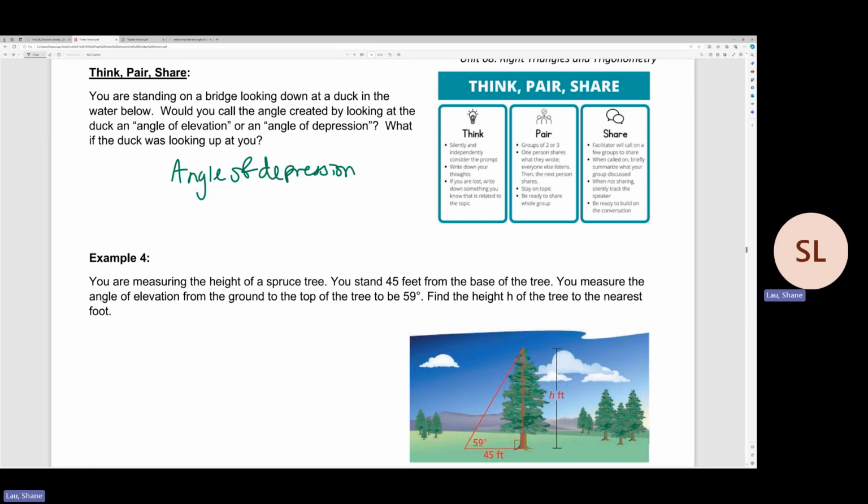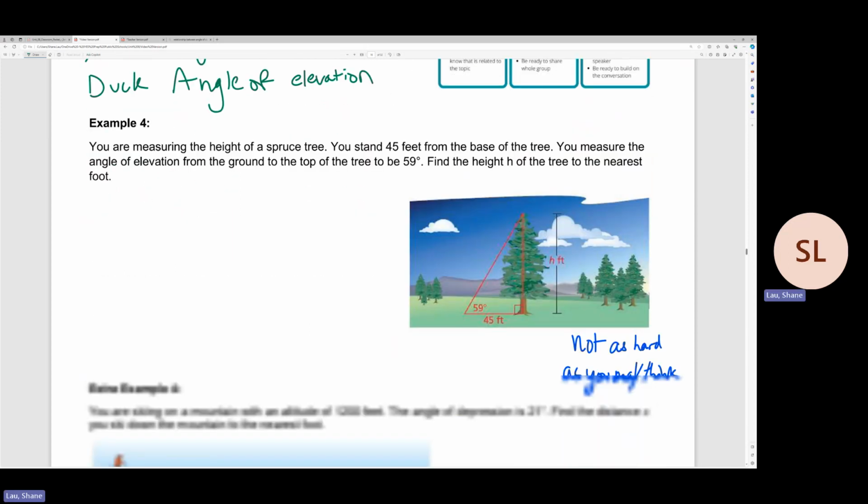And then for the second angle, you're going to say this is what we call the angle of elevation. Make sure that I write cleaner like that. Elevation. Okay. So in the scenario, this is you, angle of depression, and this is the duck, angle of elevation. And we'll see it in this example here, okay?